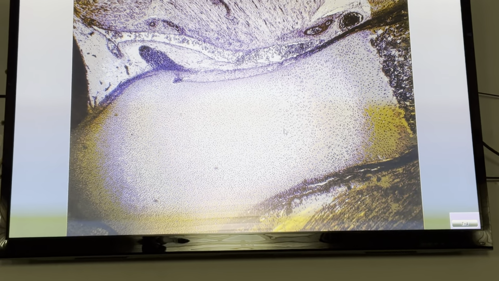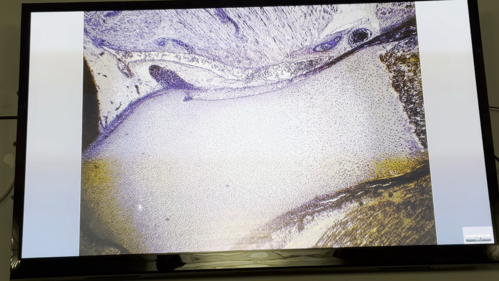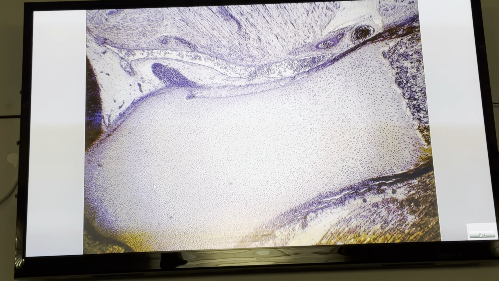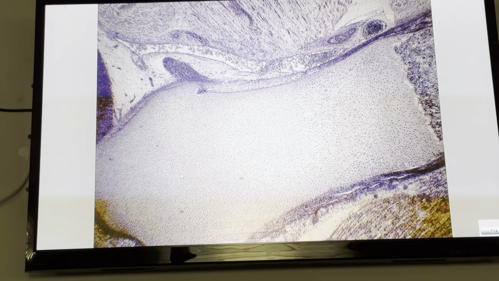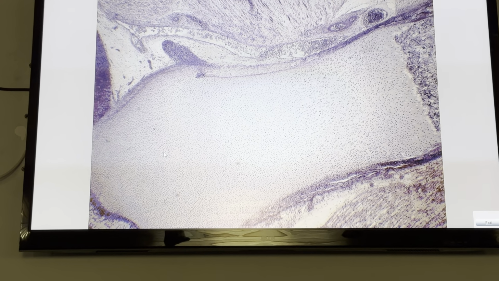In this section, we will examine the five zones. The first zone of this type of growth is called the resting zone. Resting zone consists of hyaline cartilage with typical chondrocytes. This is hyaline cartilage with chondrocytes. This zone called resting zone.